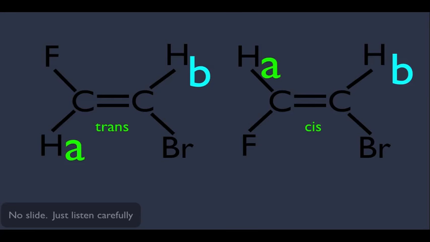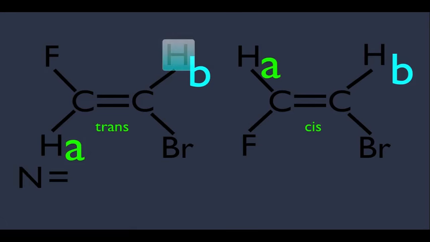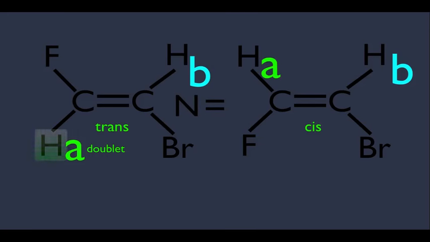Let's look at the A hydrogen first. Let's determine his N value. Remember, he only has one neighbor, that's the B hydrogen, right here. So his N value would equal 1, and using the N plus 1 rule, that means N plus 1 is 2, he should appear as a doublet. Let's do the same thing for the B hydrogen. Let's calculate his N value. He only has one neighbor, and that, of course, is the A hydrogen right here. Therefore, his N value equals 1, and using the N plus 1 rule, we get N plus 1 equals 2, so he would also appear as a doublet.